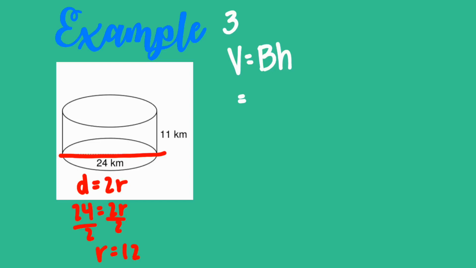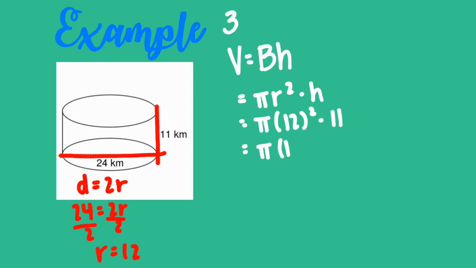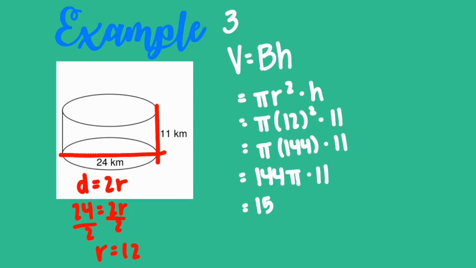So the area of my base is pi r squared times h. Pi, instead of r, we now have 12 squared times, I come over to my picture, I see the line connecting the two circles is 11, so I know my height is 11. To simplify some of this out, you still have pi. 12 squared leaves me with 144 times 11. Just to rewrite this to make it look better, I'm going to put 144 pi times 11. And your last step, you multiply 144 times 11, and it gives you 1,584 pi kilometers cubed for your volume.